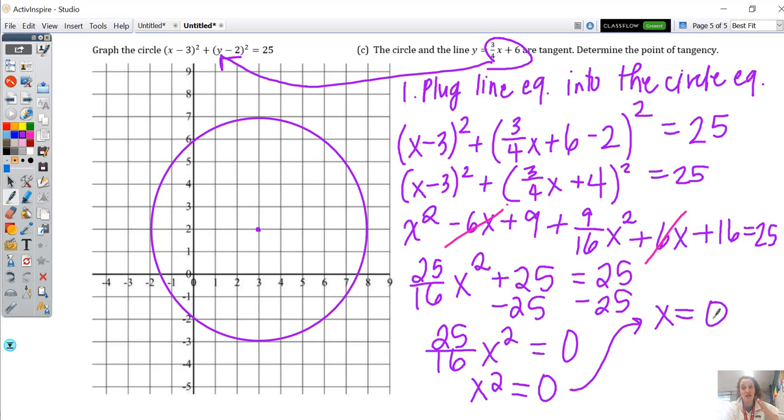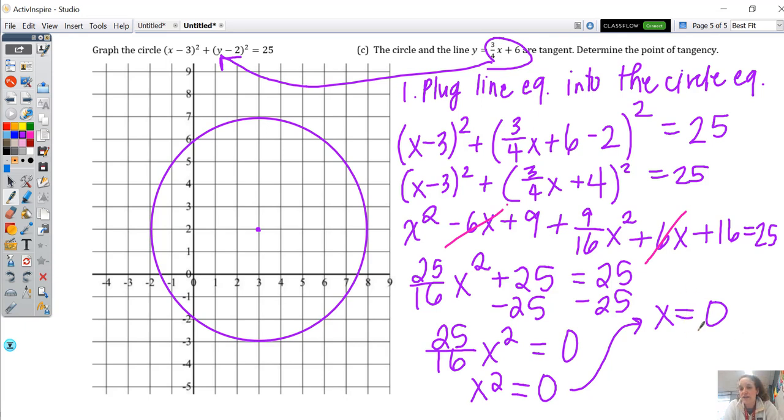We have a tangent line, and a tangent line is only going to intersect our circle in 1 point. This is not like the other problems where our lines intersected our circle in 2 places. This is a tangent line. It's only going to intersect the circle at 1 point. So that makes sense why we only have one solution to this quadratic.